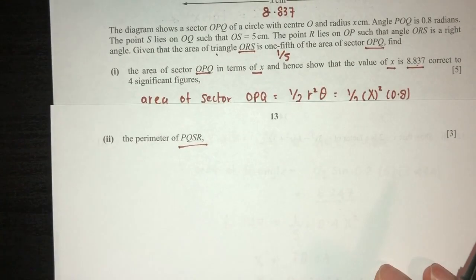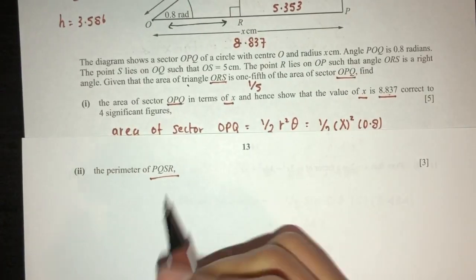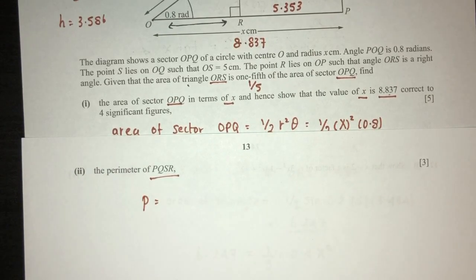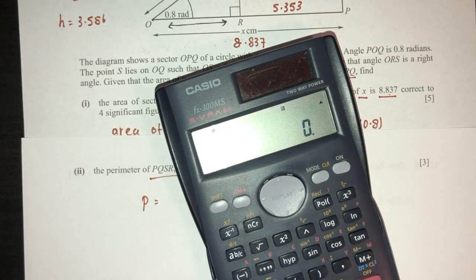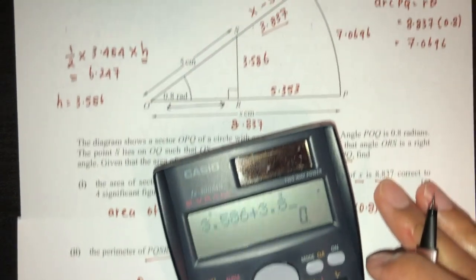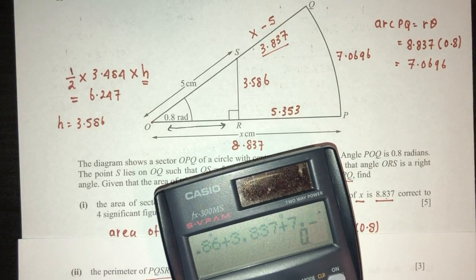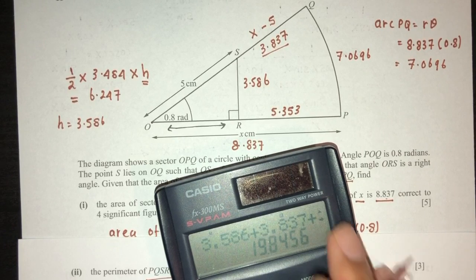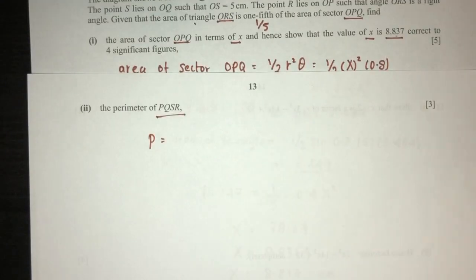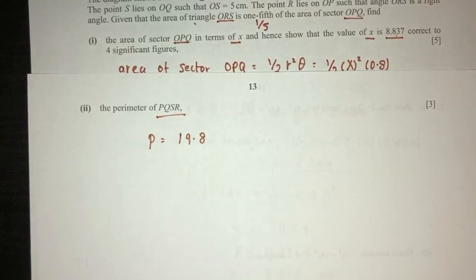So for the perimeter of this region, we have to add all these sides, this plus this plus this plus this. That should be equal to what? Let's try. So we have 3.586 plus 3.837 plus this plus 7.0696 plus 5.353. That should be 19.8, correct to 3SF. That is your perimeter, 19.8, correct to 3SF.